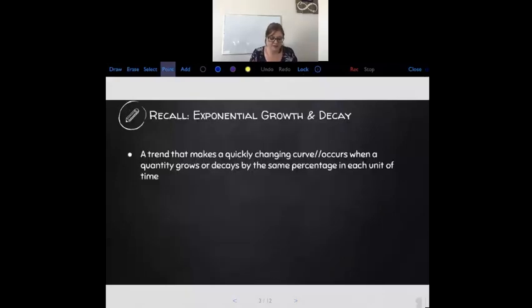As a quick review, we've talked about exponential growth and decay as a trend that makes a quickly changing curve, and it occurs when a quantity grows or decays by the same percentage in each unit of time. We've talked about exponential growth with doubling time and also with half-life, but in this lesson we are going to talk about it with different rates or percentages of growth or decay that were given.